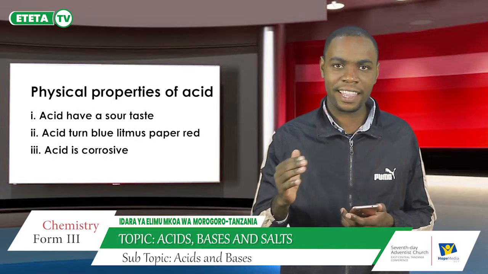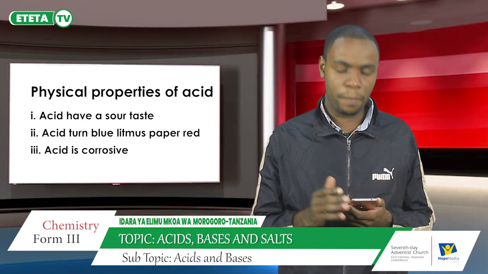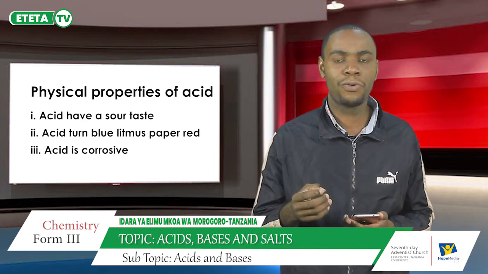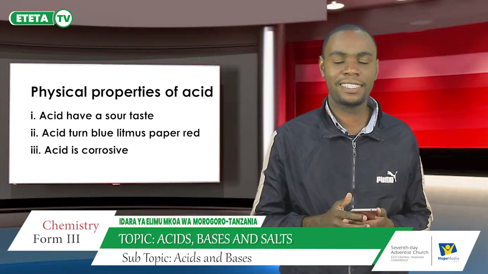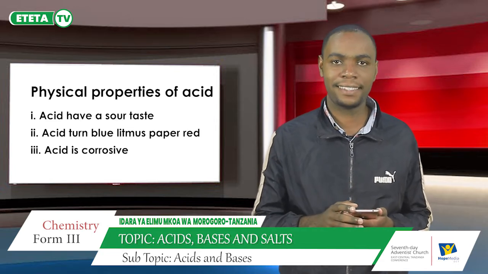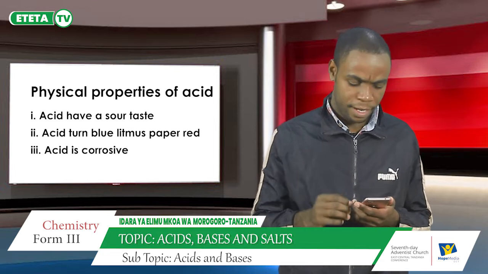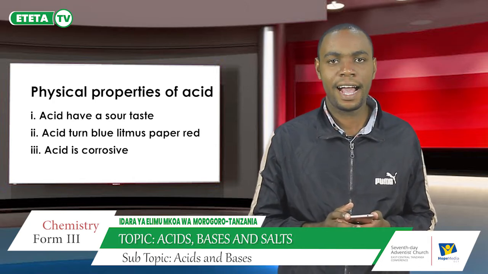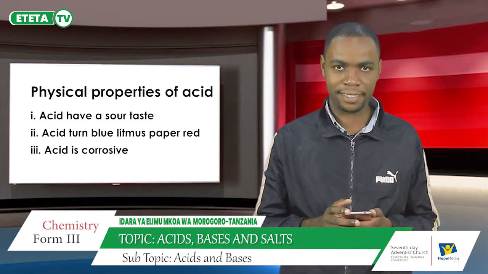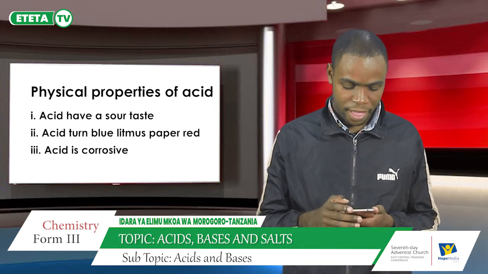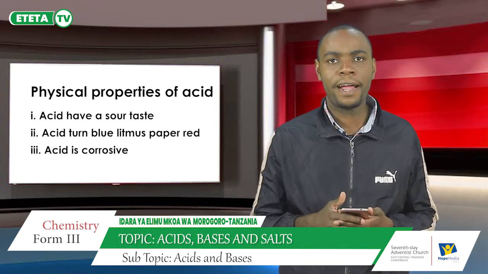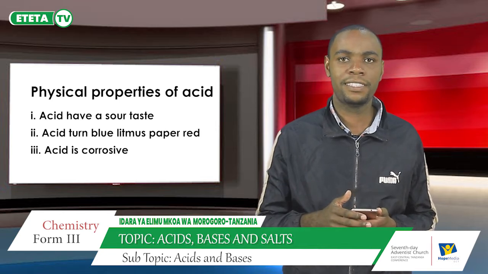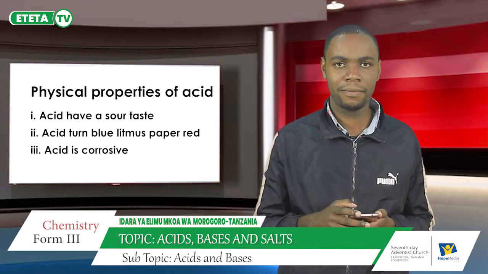Now we are going to discuss another thing which is called physical properties of acid. I'm going to explain to you the properties of acid, starting with the physical properties. The first one is acid has a sour taste. Another, acid turns blue litmus paper red. I mean the blue litmus paper can be turned into red if it is in acid.